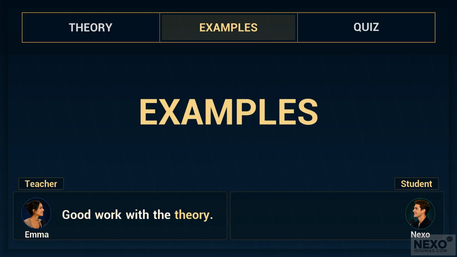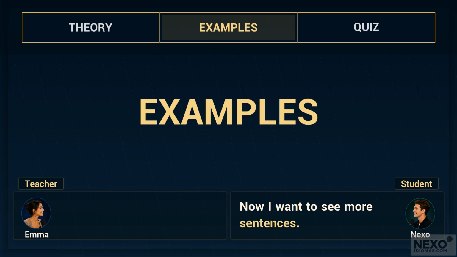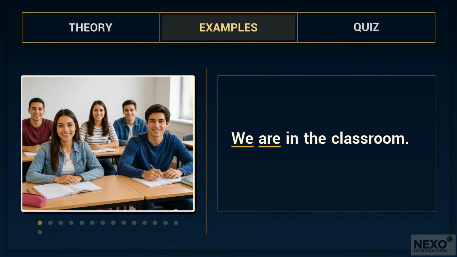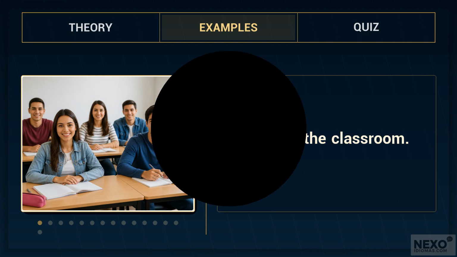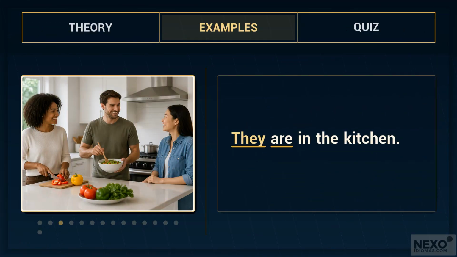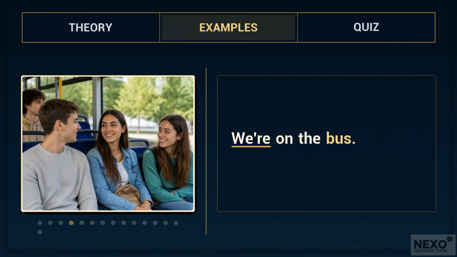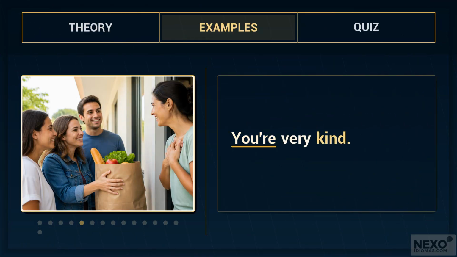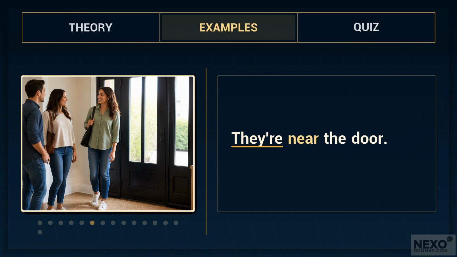Good work with the theory. Now I want to see more sentences. We are in the classroom. You are good singers. They are in the kitchen. We're on the bus. You're very kind. They're near the door.